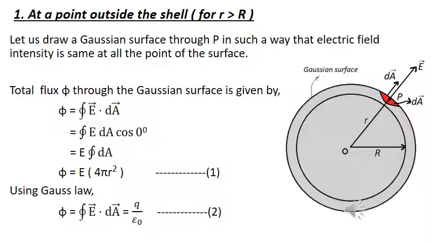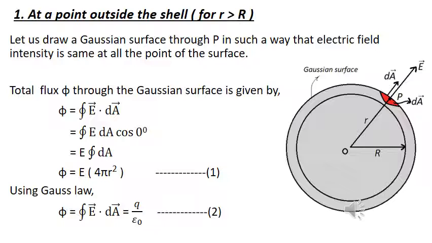Now we can write the flux phi is equal to closed integral E dot dA. Here in the diagram we can see that the angle between E and dA is 0 degree. Therefore, the value of cos 0 degree will be equal to 1. Hence we get phi is equal to E closed integral dA. In this expression, electric field intensity E will be out of the integration because the value of E is same at all the points of the Gaussian surface.